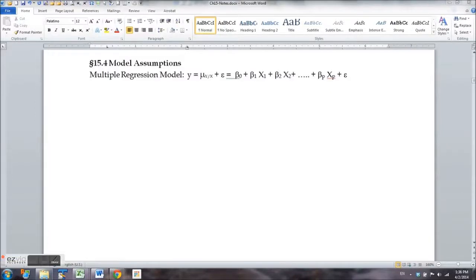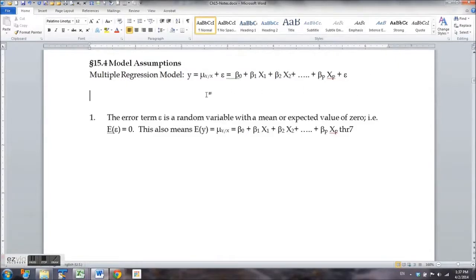In this video, we're going to look at testing for significance of regression. But to get to that, first we need to look at the model assumptions. Our multiple regression model is y equal to mean of y given x plus an error term, where mean of y is this part. Given this, we have four assumptions very similar to the simple regression case in the previous chapter about the regression error.